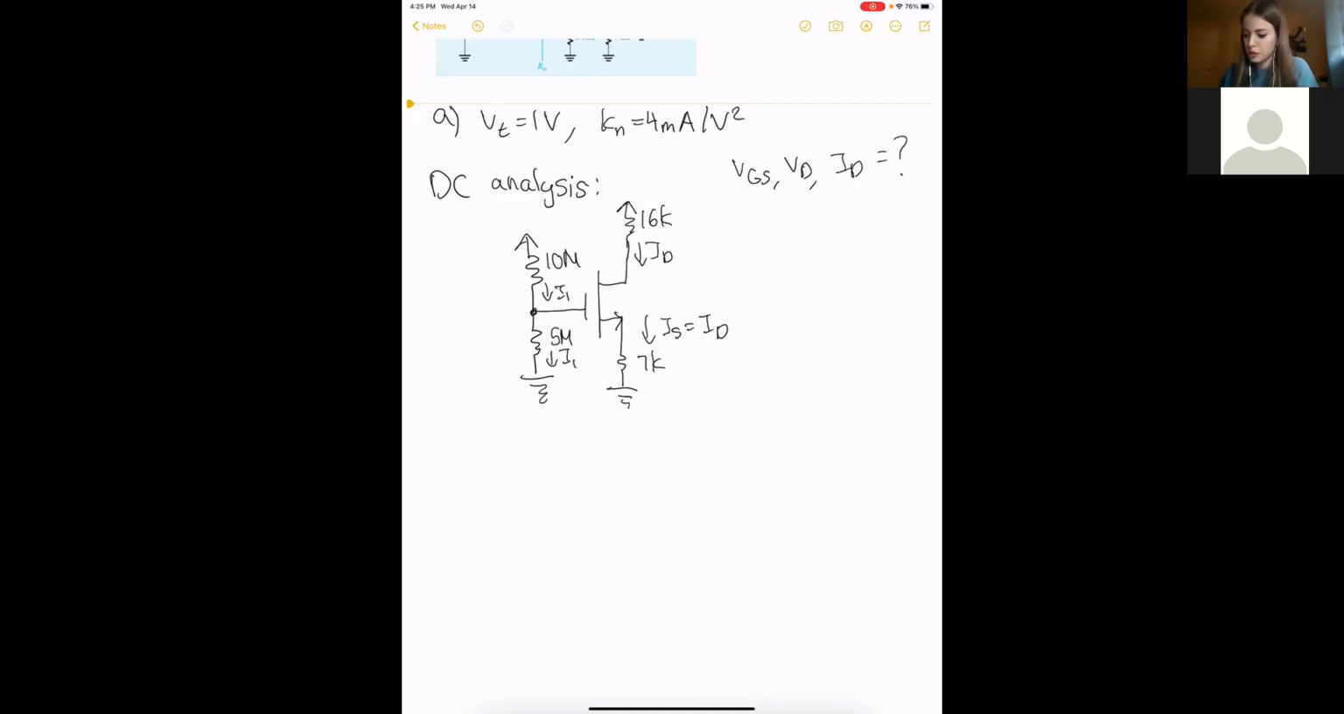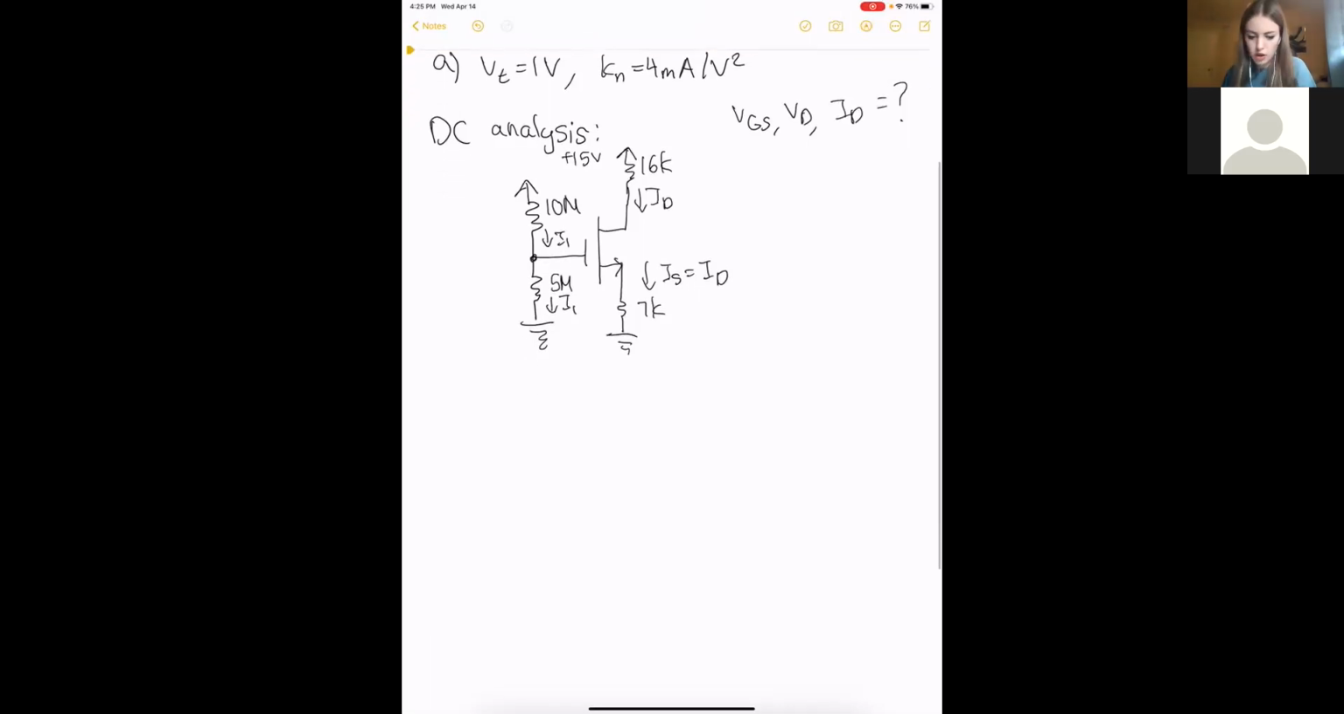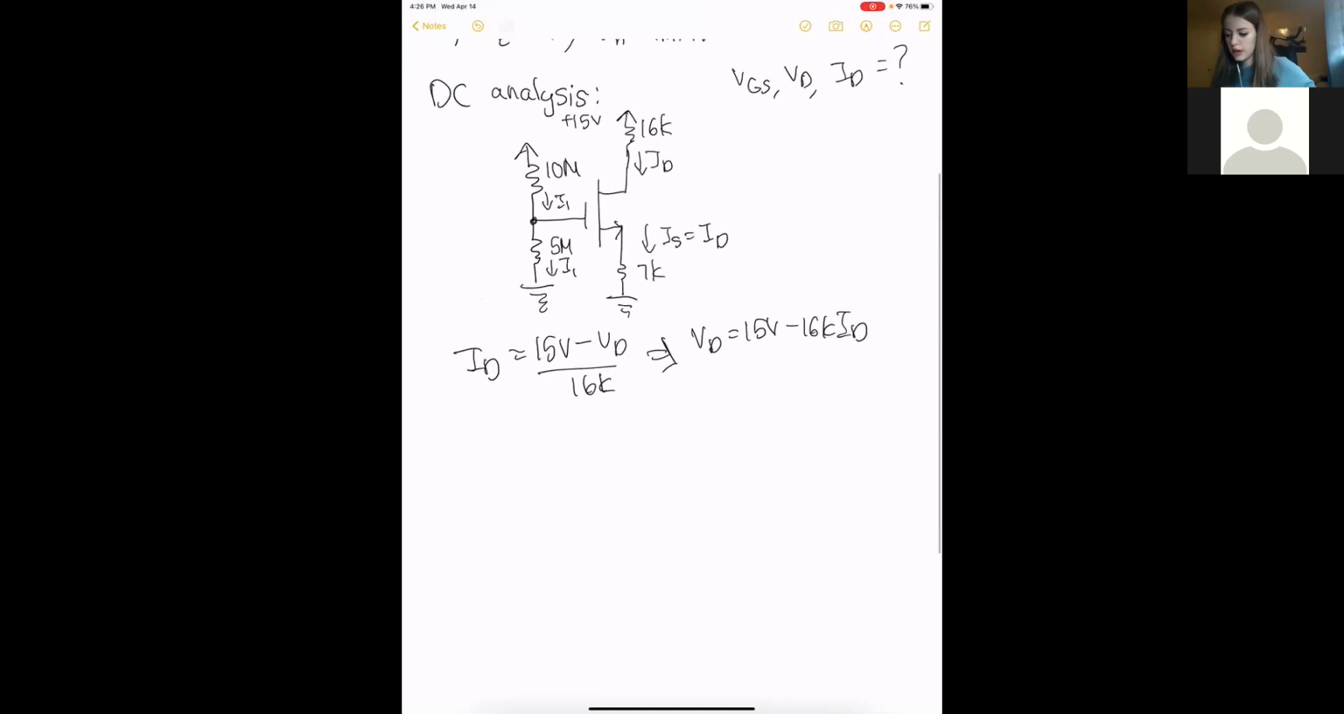So we're going to start with what we know here at the top at ID. I should write, there's a plus 15 volts here. So that's where those two arrows at the top are going. So we have ID is equal to 15 volts minus our VD, which is our voltage at the drain, over our 16K resistor. And just rearranging, we can get this equation.